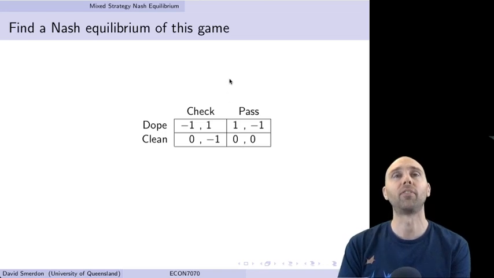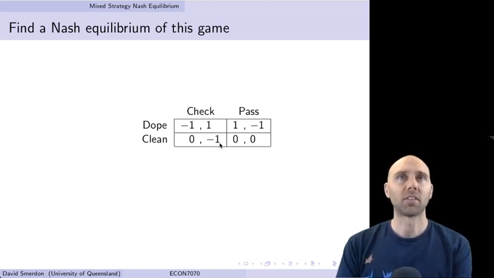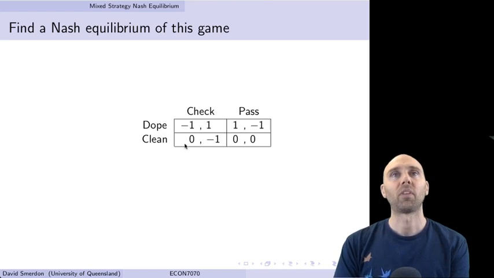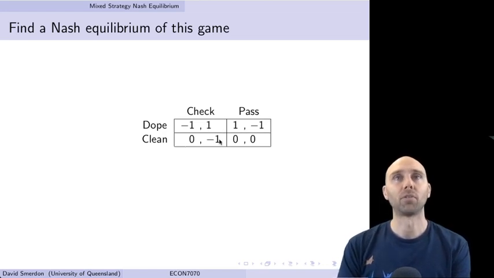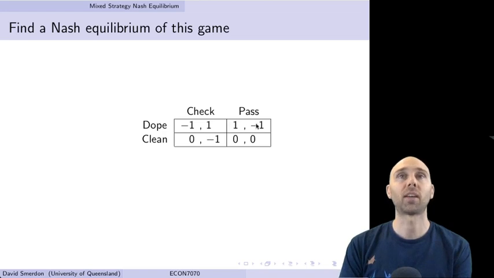What about for the official? Well, the official wants to check, particularly if he or she suspects the athlete of doping. But checking is costly. It wastes time and resources. If the athlete's clean, you'd prefer not to have checked. However, you don't want to not check if it turns out that the athlete was doping.